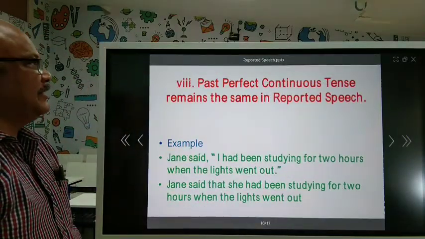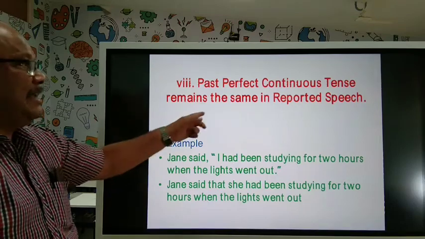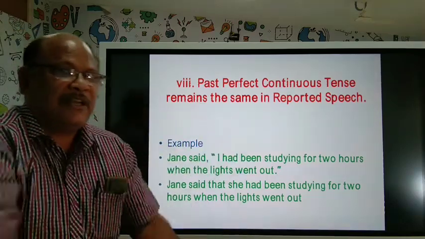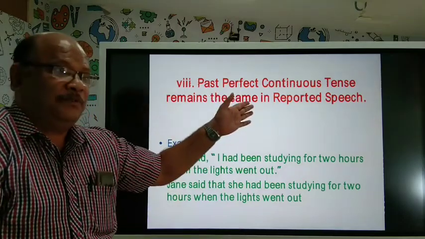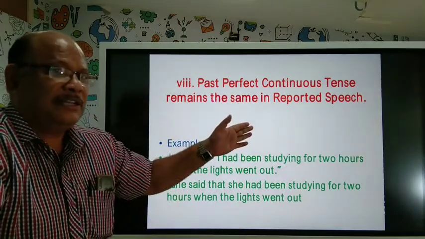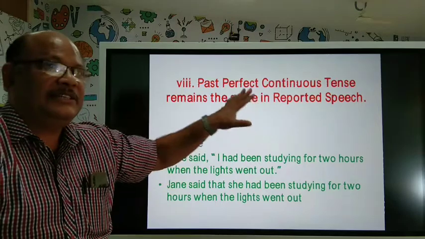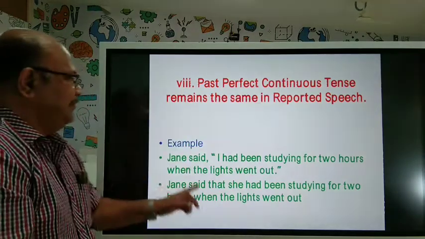Past perfect continuous tense remains the same in reported speech because this is the last in past form. In past tense, this is the last tense form. It has no further corresponding past tense. Therefore, it doesn't change. It remains the same.